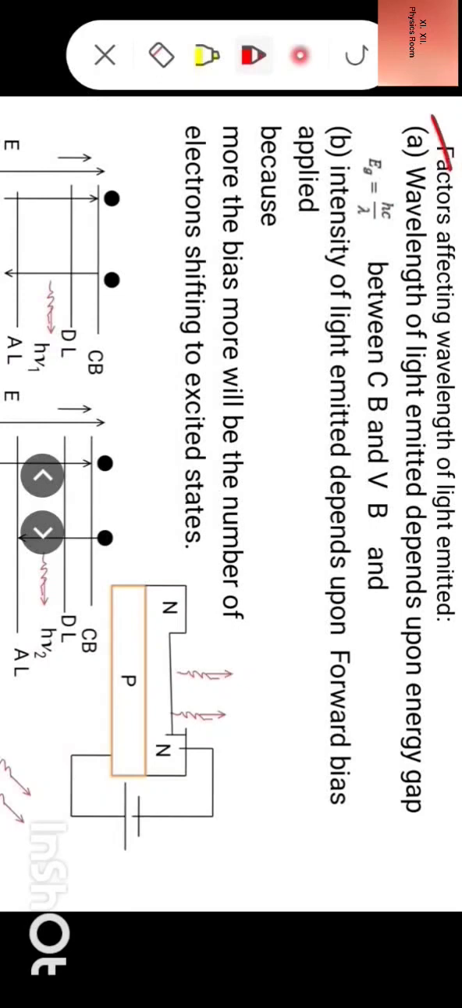Now, factors affecting wavelength of light emitted. A. Wavelength of light emitted depends upon the energy gap, Eg equal to hc by lambda, between conduction band and valence band. And B. Intensity of light emitted depends upon the forward bias applied, because the more the bias, the more will be the number of electrons shifting to excited states.